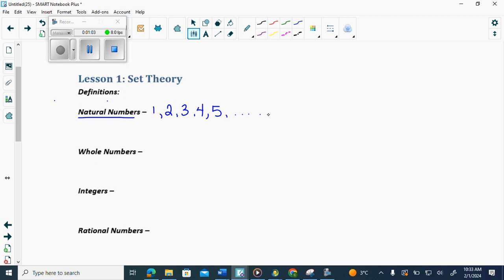Whole numbers are actually the natural numbers plus the number with a hole in it. A number with a hole is 0. 0 has a hole in it, correct? So the only difference between the natural numbers and the whole numbers is the number with a hole. So 0, and then all the natural numbers: 1, 2, 3, 4, 5.